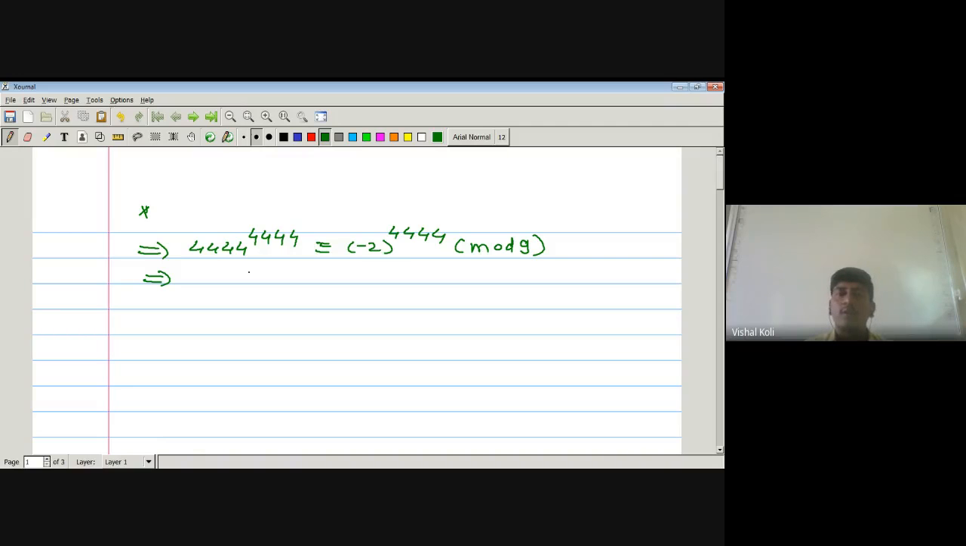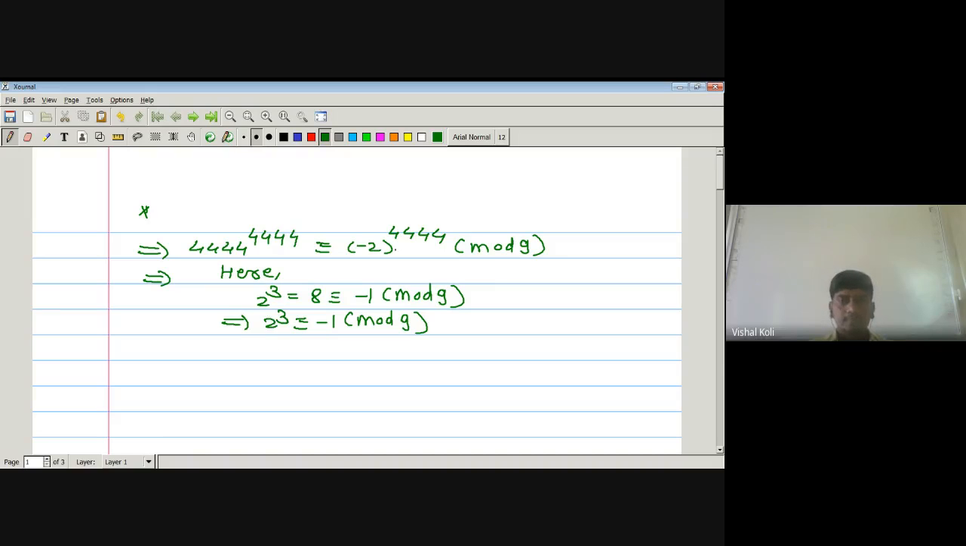What about 2 to the power cube? Here 2 cube is 8. Then 2 cube, which is equal to 8, 8 is congruent to which number over modulo 9? 8 is congruent to -1. Okay, that is 2 cube is congruent to -1 modulo 9.